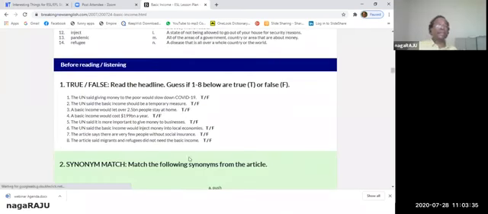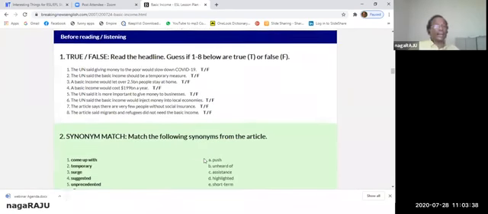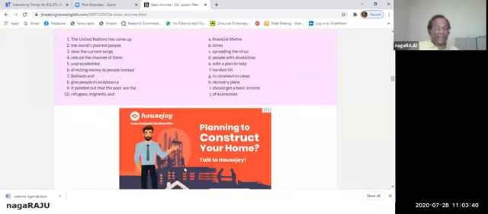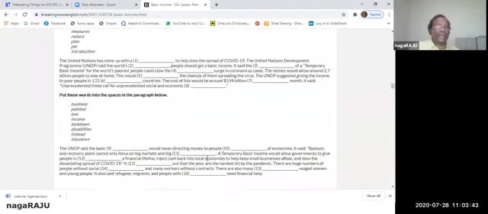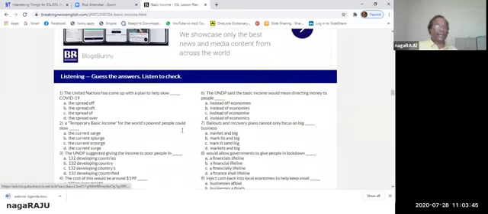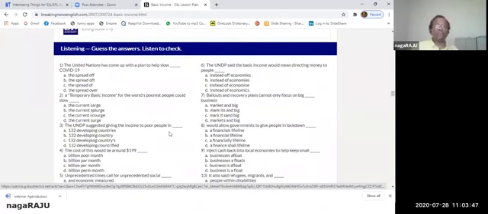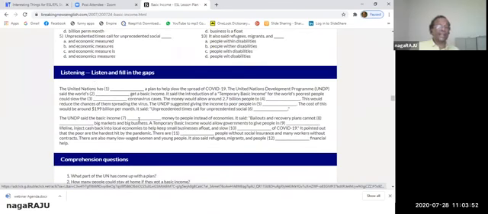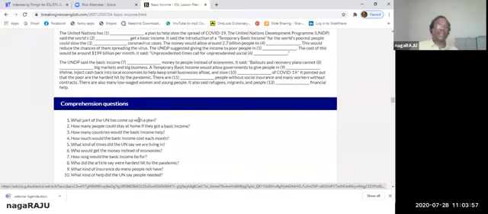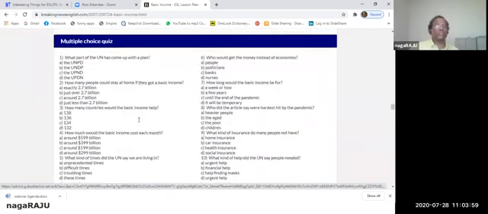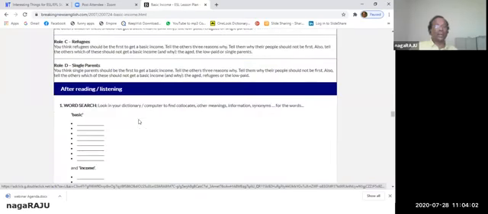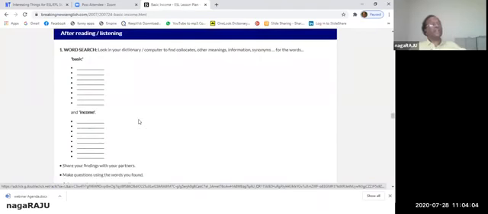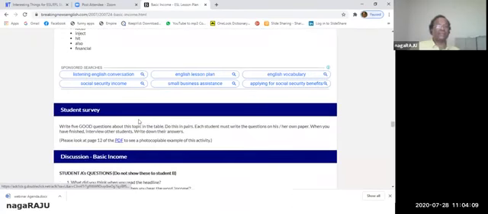Before reading, I can give them some true, yes or no questions. I can do a synonyms match. I can do a phrase match, right? I can do a gap fill activity, right? And I can have a listening program and a comprehension exercise. Listening, listen and fill. As I play the audio clip, you can fill in these gaps. Comprehension questions, multiple choice questions, role plays, after reading, right? Post-reading activity and various levels of that.